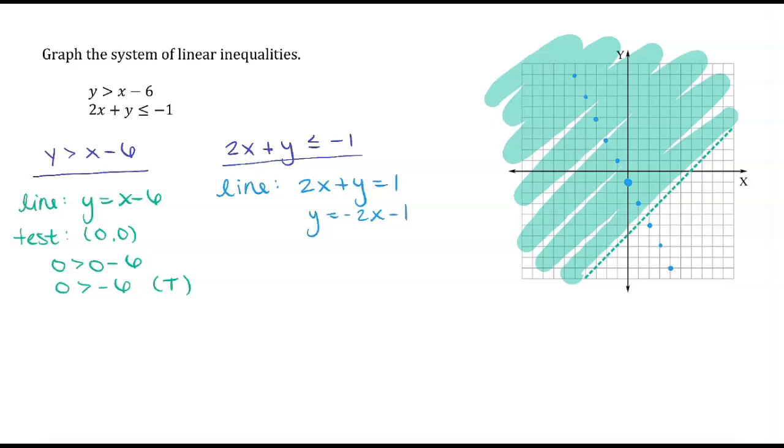Notice at this time, we don't have a strict inequality. We have a less than or equal to. So we want a solid line for this graph. Now let's test a point.